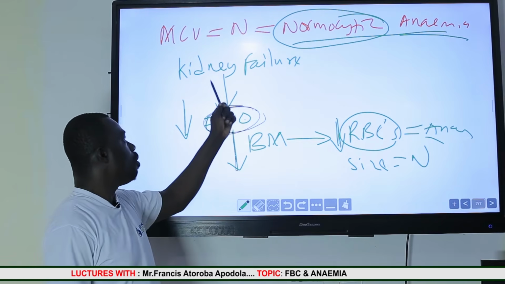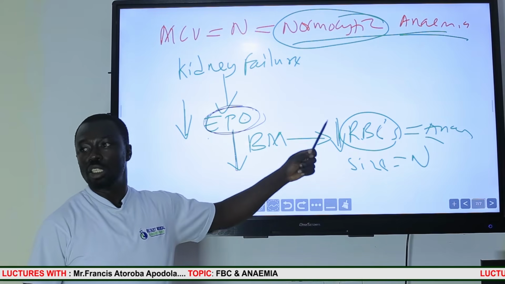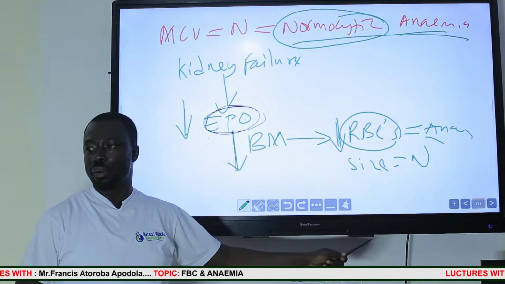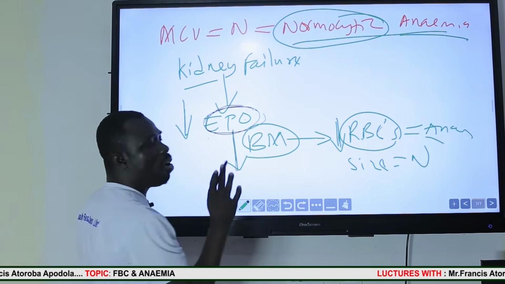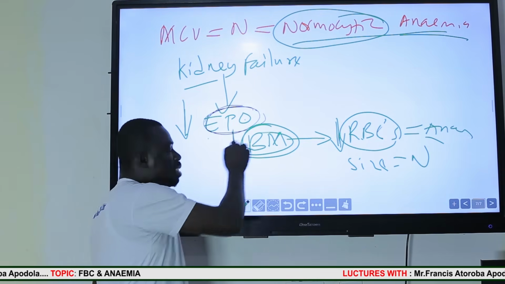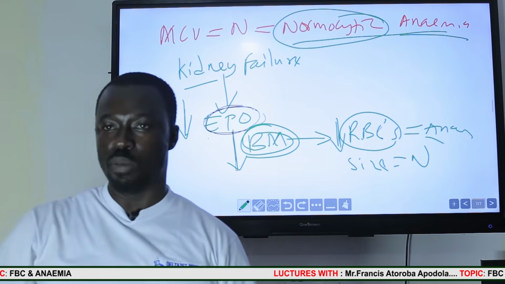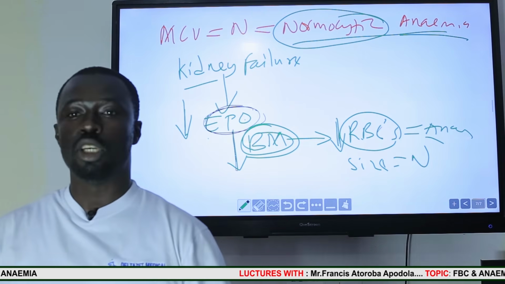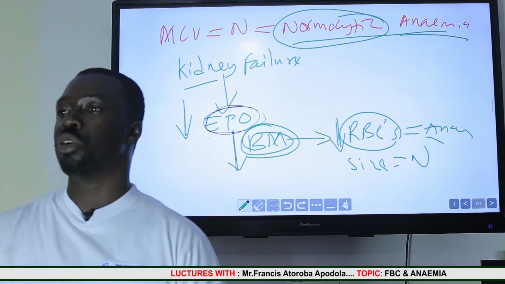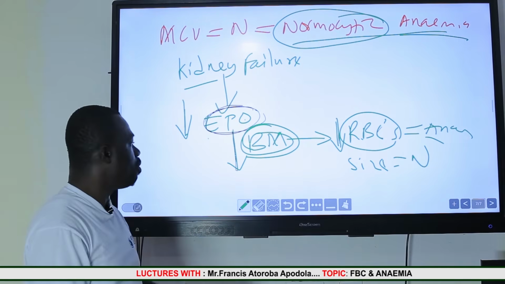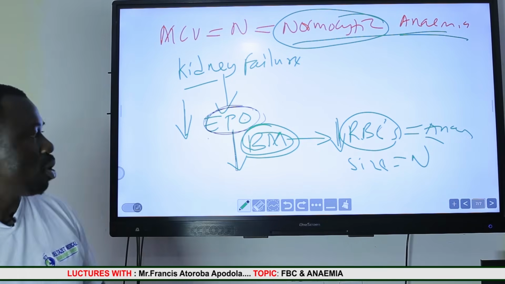So, kidney failure will result in what? Normocytic anemia. Are we okay with that? Then again, bone marrow. This one. There's nothing wrong, your kidneys are okay, but even your bone marrow itself is failing. Bone marrow failure. There can be a disease of your bone marrow. So bone marrow failure, a disease of the bone marrow, can also result in a decreased production of what? The RBCs.